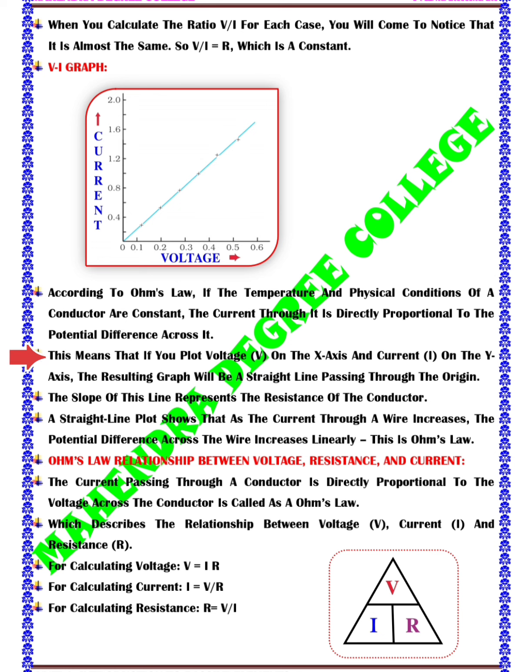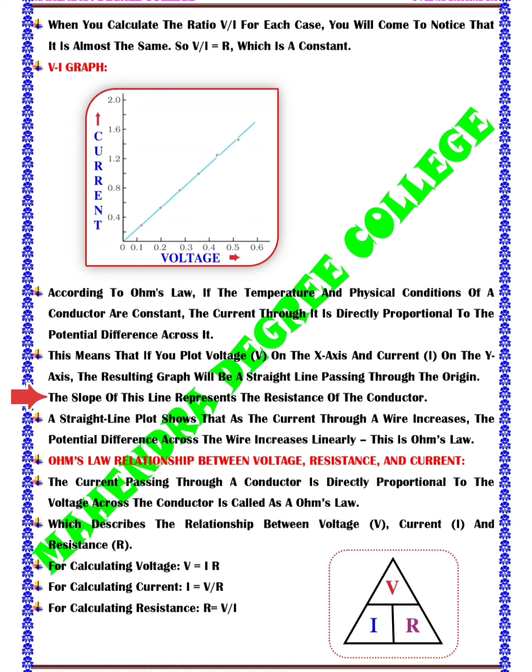This means that if you plot voltage V on the x-axis and current I on the y-axis, the resulting graph will be a straight line passing through the origin. In simple terms, a voltage-current characteristic graph, the VI graph, can be plotted with voltage on the y-axis and current on the x-axis. The VI graph is a straight line that passes through the origin. This shows that the current and voltage are proportional. As one variable increases, the other does at the same rate. The slope of this line represents the resistance of the conductor.